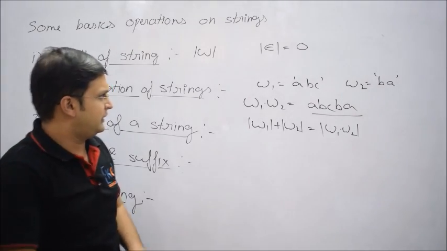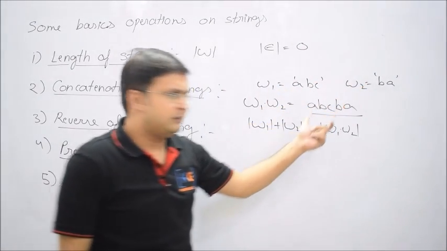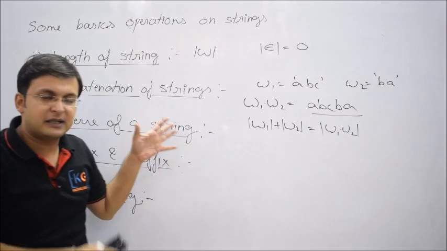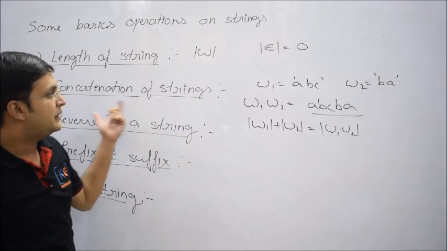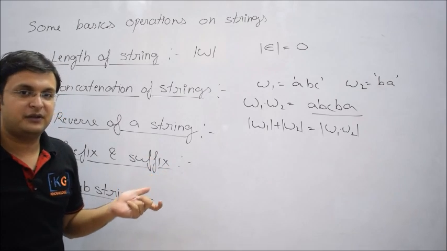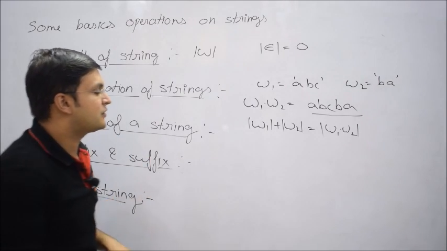Certainly it is, because you see length was 3, length was 2, the length becomes what? 5. You see, the things I'm explaining here are very obvious, very simple, but these terminologies sometimes create confusion. So that's why I'm doing a little discussion on them.